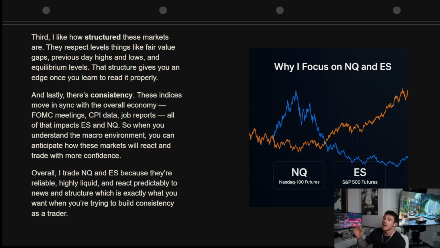Third thing, I like how structured these markets are. They respect levels, things like fair value gaps, previous day highs and lows, and equilibrium levels. And again, I go over all of those in the MastroFutures Blueprint 2.0. That structure gives you an edge once you learn to read it properly. That's when you develop a strategy, right?